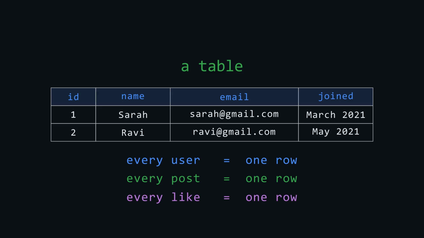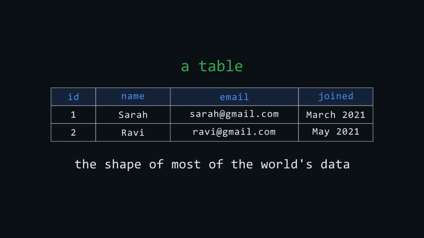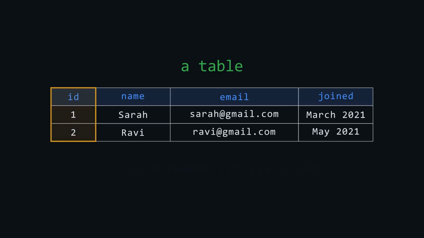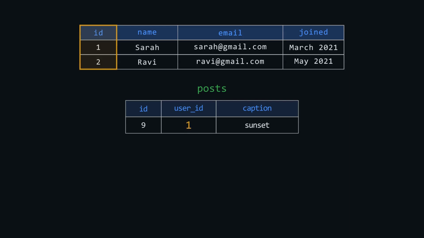Every post is one row in a different table. Every like, one row. That's it. That's the shape of most of the world's data. And notice the ID column. Every row gets a unique number, and that number is how everything else refers to it. A post doesn't store Sarah. It stores user ID 1. That's how a database knows a post belongs to a person. It's just a number pointing at another row.